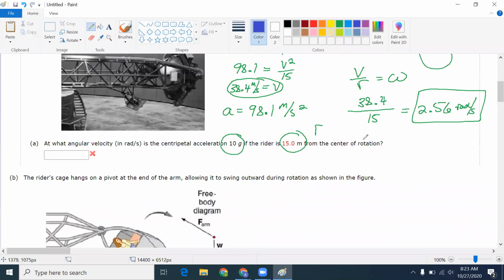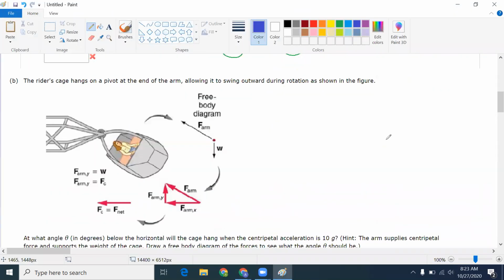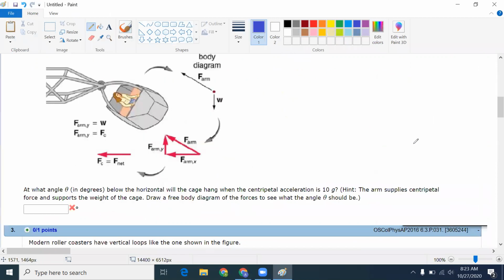That takes us to part B. It shows a rider's cage in this particular situation. It says at what degree below the horizontal will the cage hang if the centripetal acceleration is 10 g. They've already broken up the free body diagram for us and shown F arm Y and F arm X. It's talking about the angle below the horizontal. So that's this angle here, theta, which, because they're alternating interior angles through two parallel lines, this angle here will also be theta.